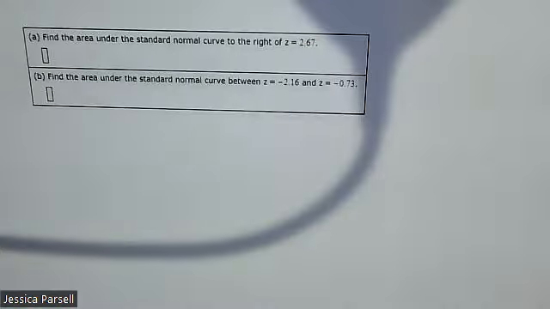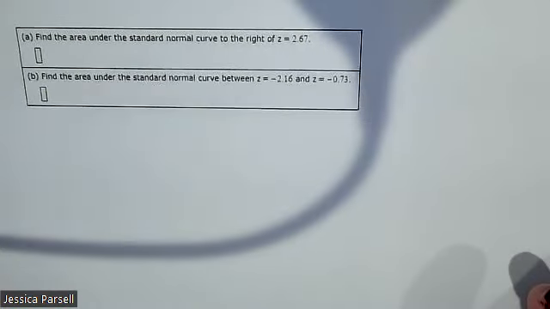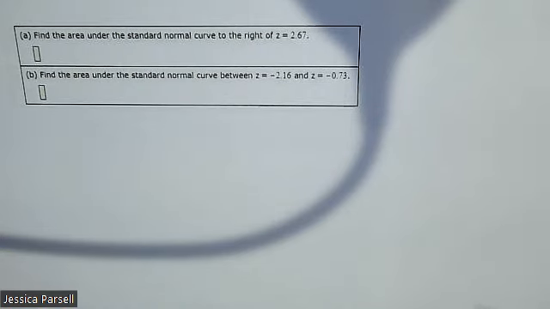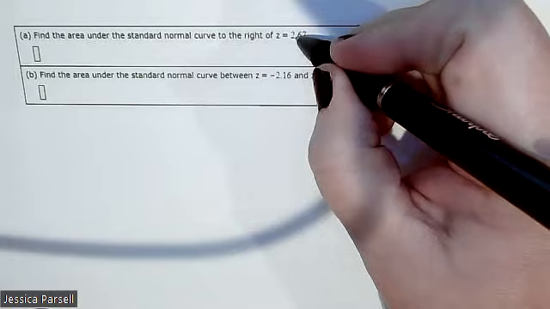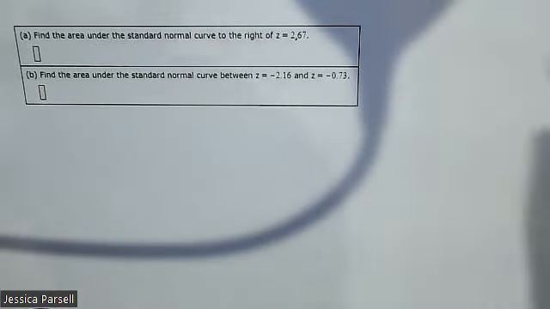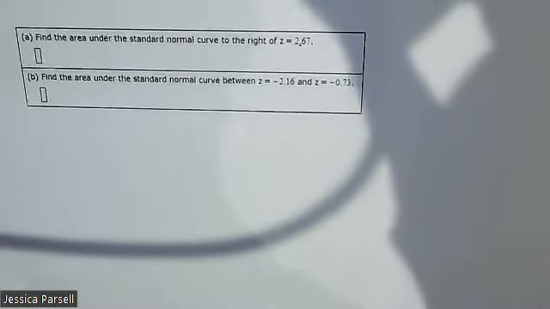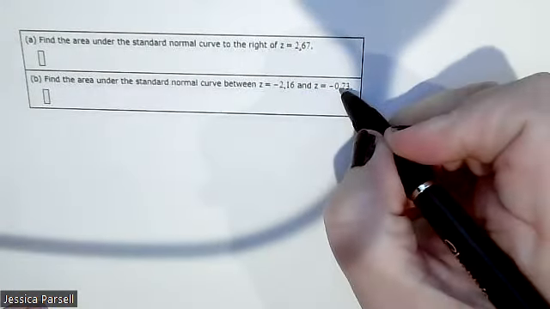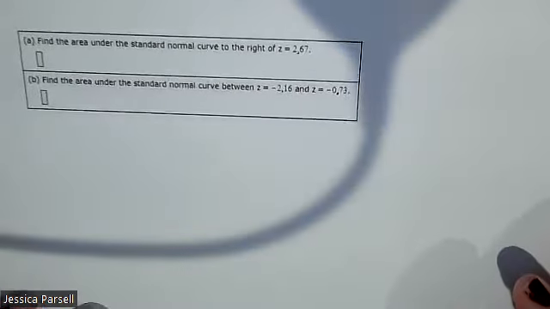All right, so you are going to be asked to find the area under a standard normal curve to the right of z equals 2.67. That is one part. And then find the area under the standard normal curve between z equals negative 2.16 and z equals negative 0.73. So it's a two-part question. Let's go ahead and start with the first part.